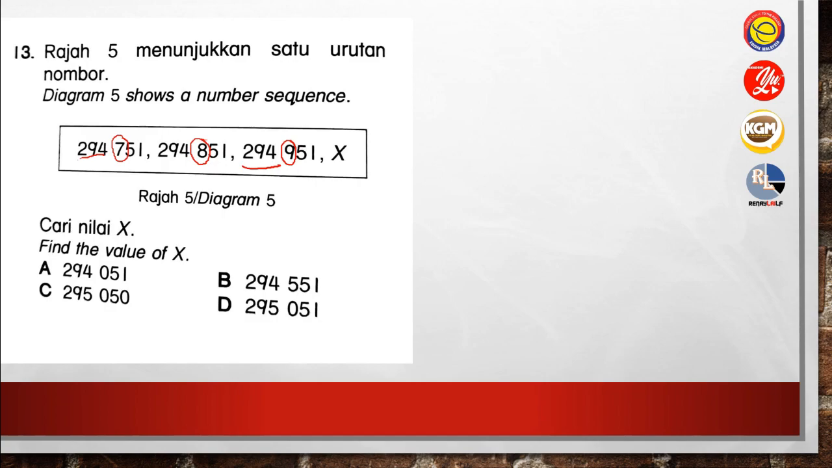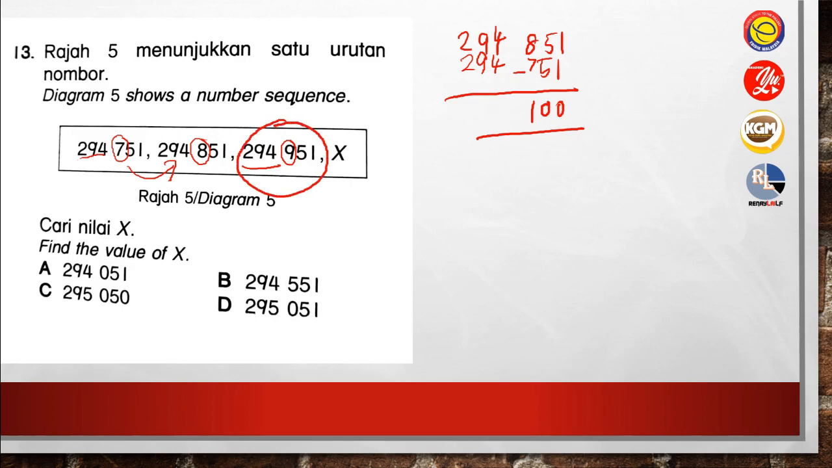So we notice that the difference is adding by 100, because if you look at this, 294,751, the other number is bigger, 294,851. So here you minus 100. That means it's an addition of 100. So to get the number x, we're going to use the last number, the third number, 294,951. We are going to plus 100 to find the answer for x.